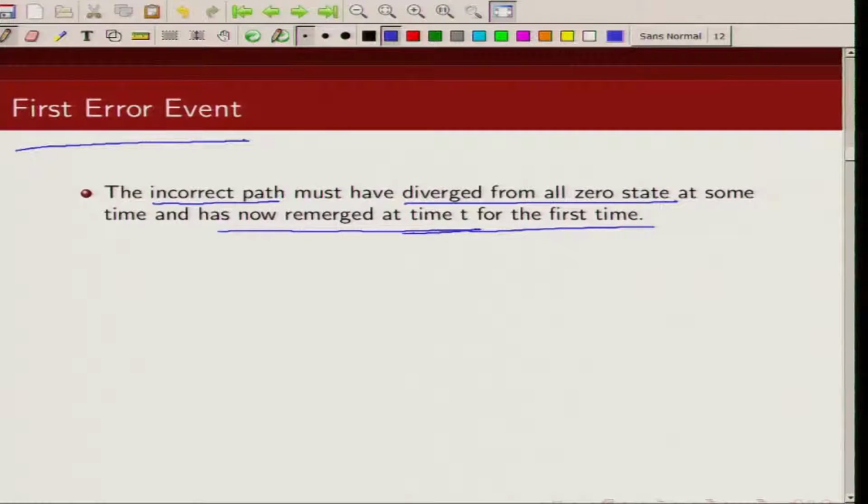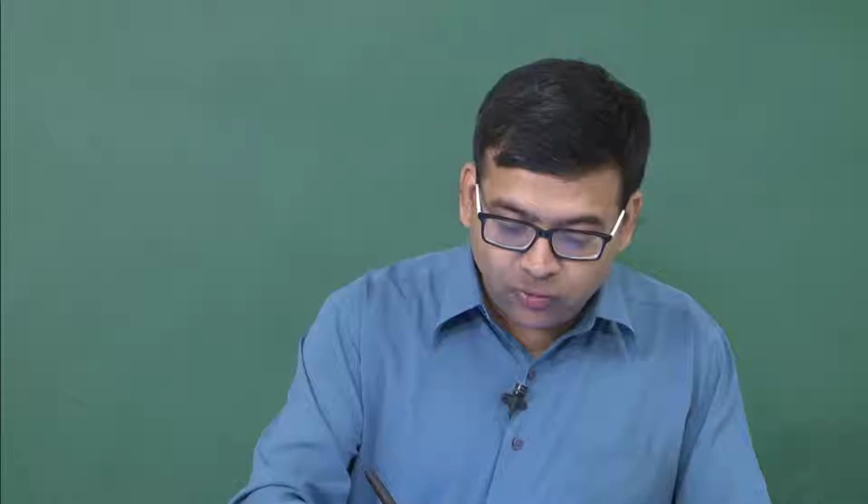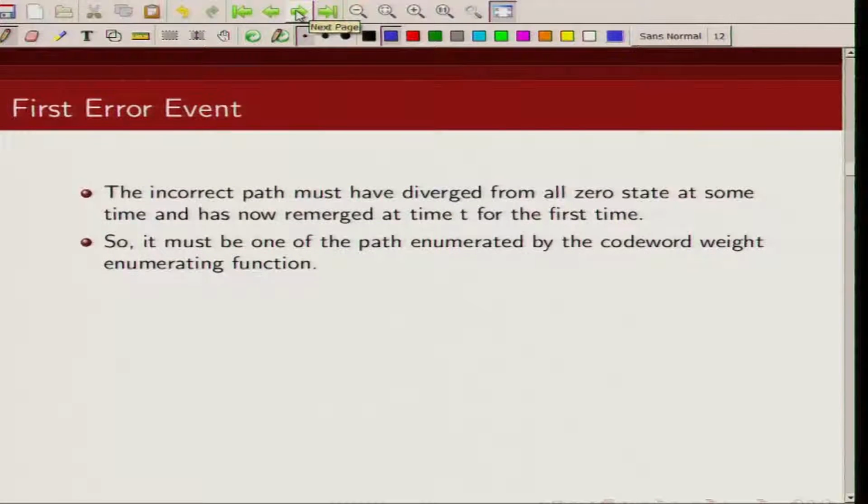So, that is what we call the first error event. At a time t, when we are deciding in favor of some path other than the all 0 path, that means this is the time when this incorrect path has merged into the all 0 state. At some time in the past it would have diverged from the all 0 state, and now at time t it is merging back into the all 0 state.